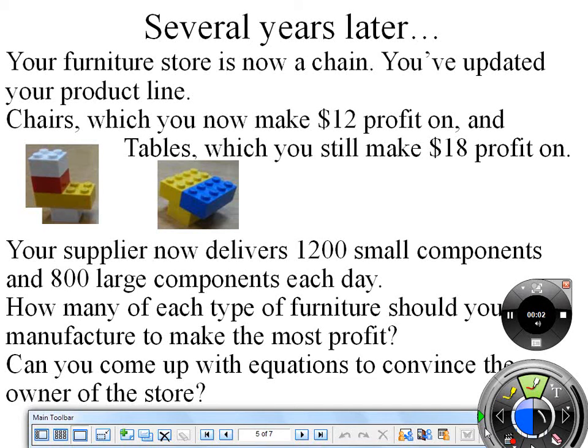All right, so here's where we were at. We have our tables and our fancier chairs. And we have 1,200 small components, 800 large components. We want to know what we can do to make the most profit, and then we have this other thing that would tell us the profit.